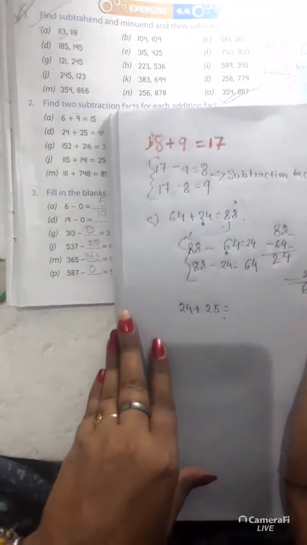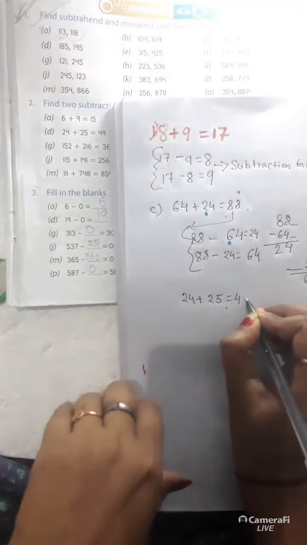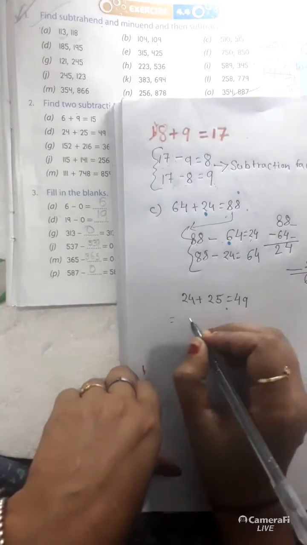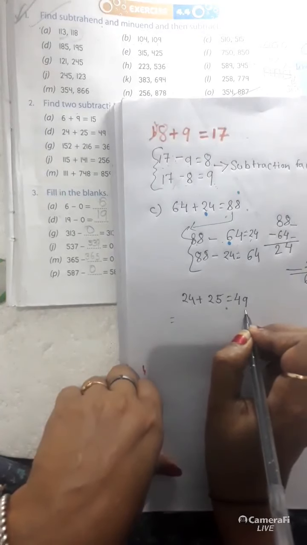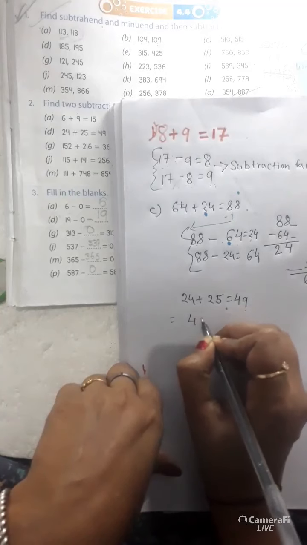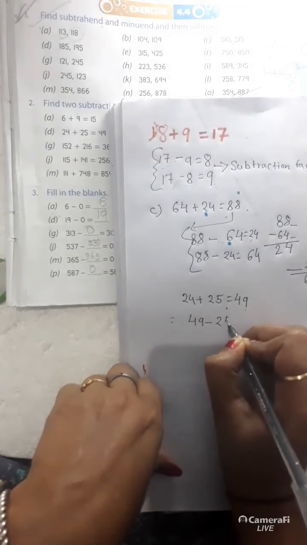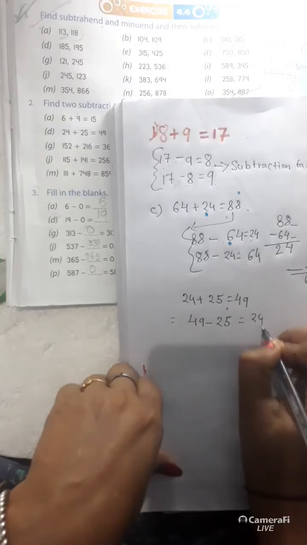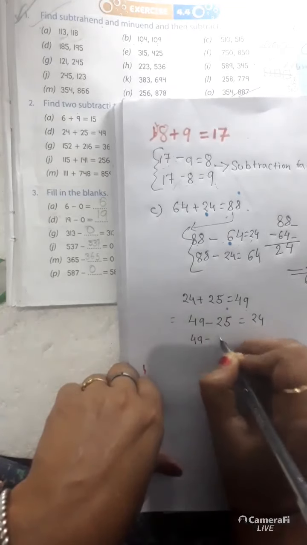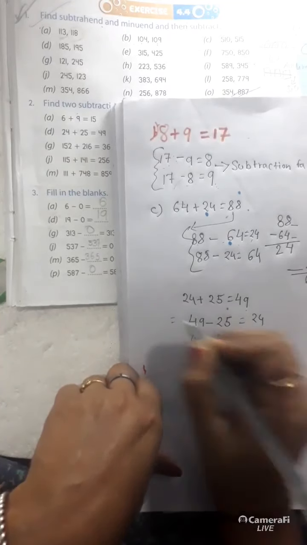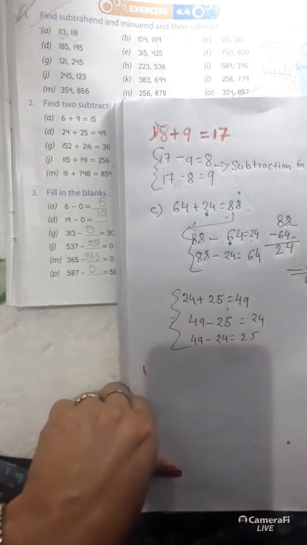24 plus 25 is 49. Now I have to take out the subtraction facts. 49 minus 25 will be 24, and 49 minus 24 will be 25. Now like this way only you have to do it. I hope you have understood.